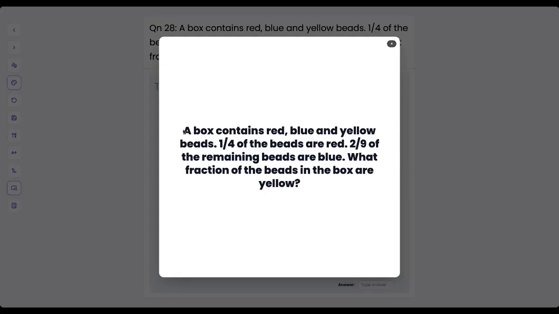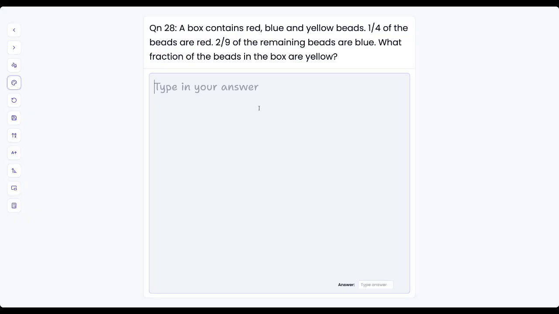Question 28. A box contains red, blue, and yellow beads. One quarter of the beads are red, 2/9 of the remaining beads are blue. What fraction of the beads in the box are yellow? All right, so you might be thinking, oh, simple, 1 minus 1 quarter minus 2/9, and that's the answer. No, no, no. If the question is a big one, it's not that simple. So this is a remainder concept, because we see the word remaining.